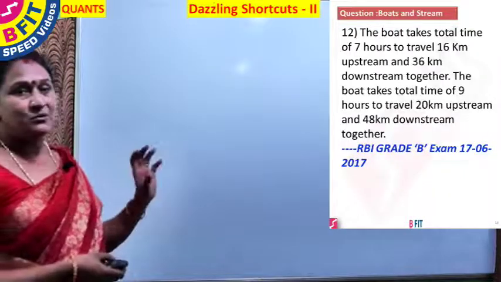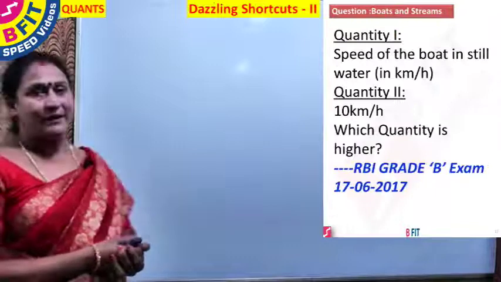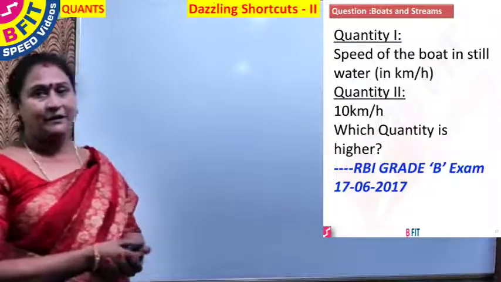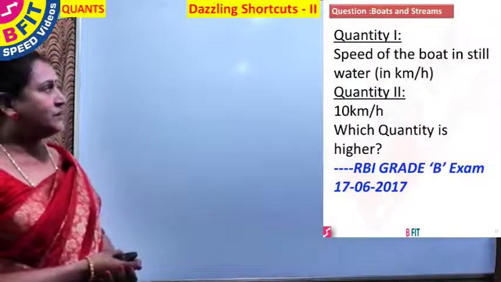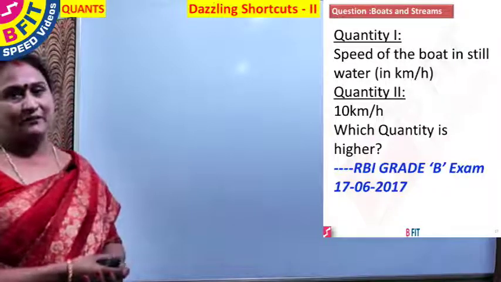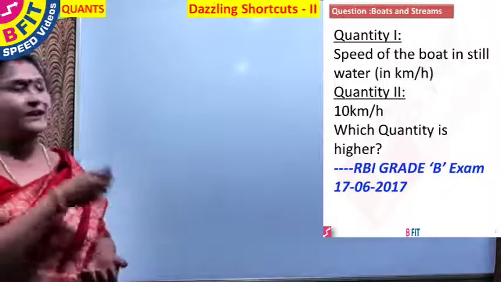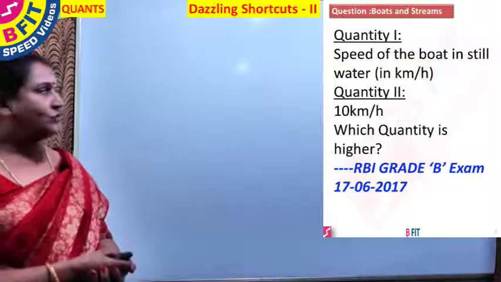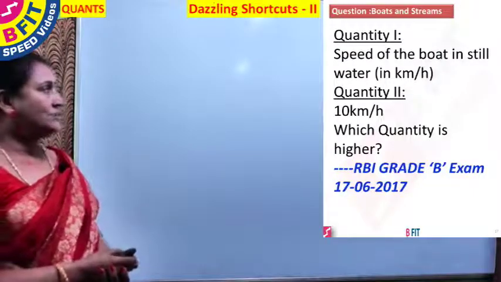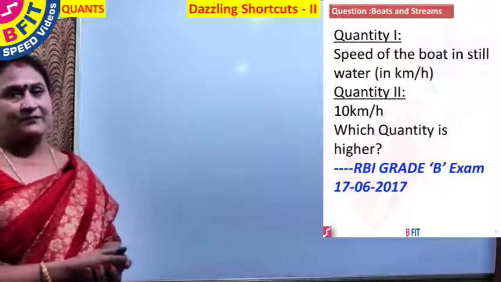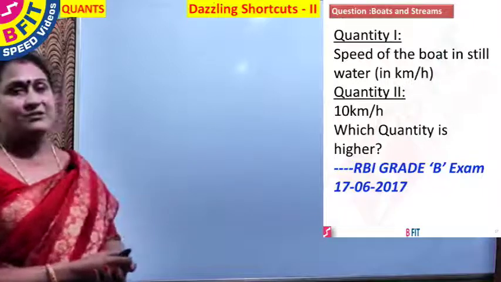This is one new trend of question where we have two quantities, quantity 1 and quantity 2. Quantity 1 is the speed of the boat in still water, which has to be found using the data. Quantity 2 is the absolute value, which is 10 km per hour. So we have to find which quantity is higher.